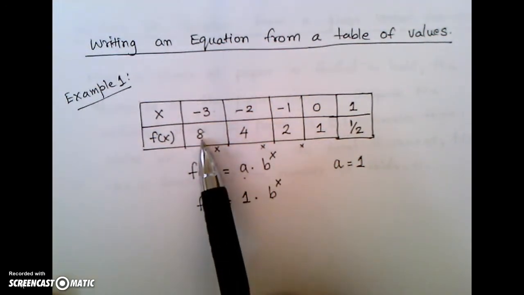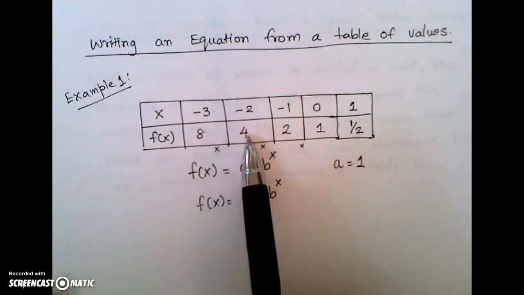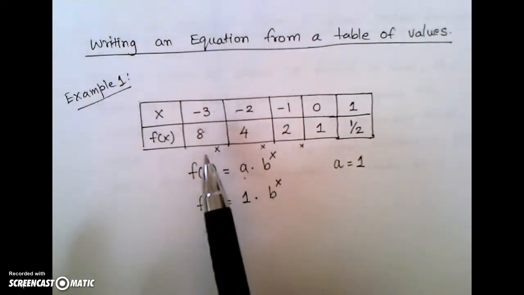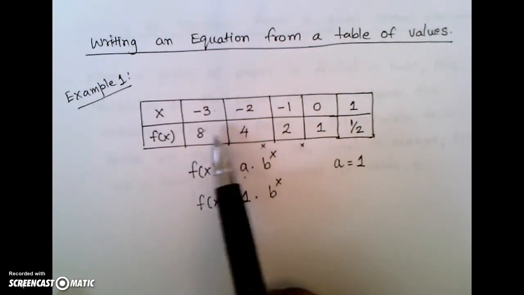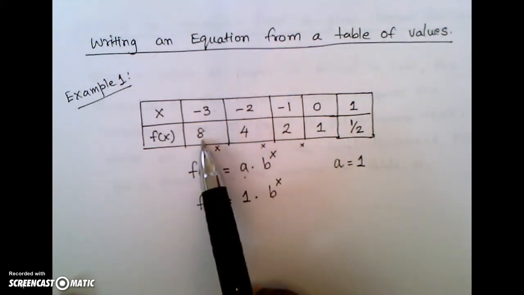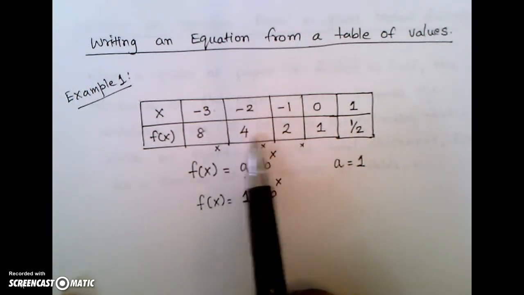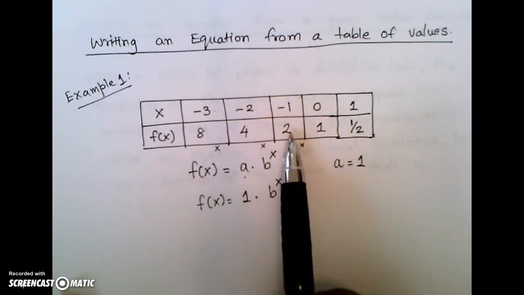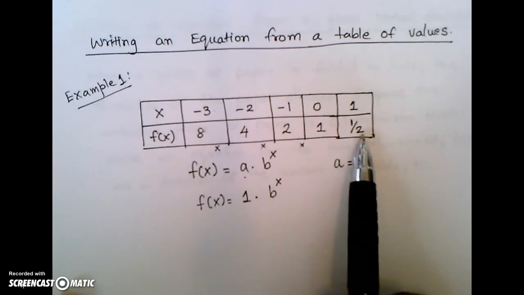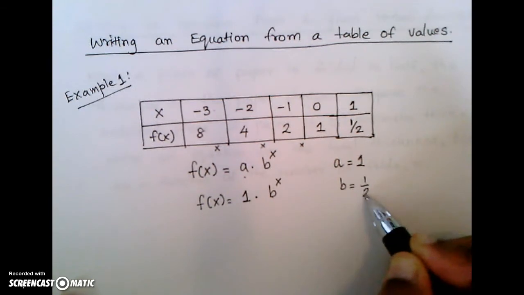Alright, so I have two consecutive y values. I could either choose these two, or these two, or these two, right? It has to be two consecutive. So I have 8 and 4. What multiplied by 8 is going to give me a 4? Common sense tells me that it's a half. So 8 times half is going to be a 4. I'm going to check 4 times half. Is it 2? Of course. 2 times half is 1. 1 times half is half. So I have b is 1 over 2.